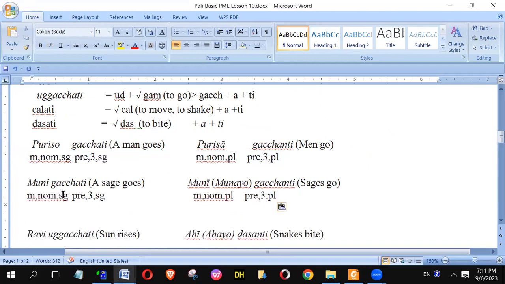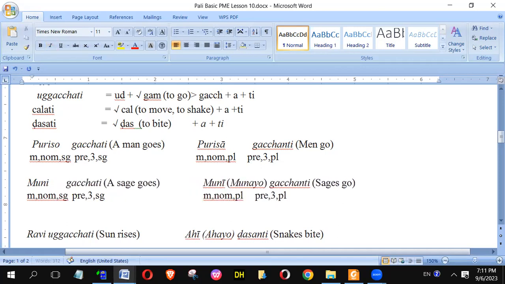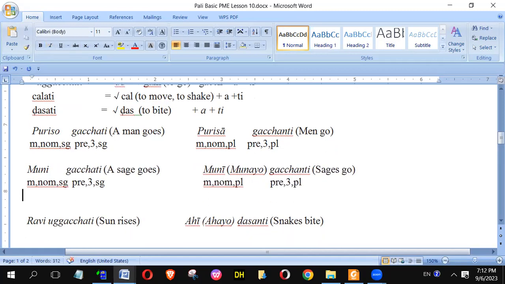So when this one will be under the Pali grammar, right? So nominative, masculine, nominative, singular, present, third person, singular. So this is plural, present tense, third person, plural. Okay. Now next one.